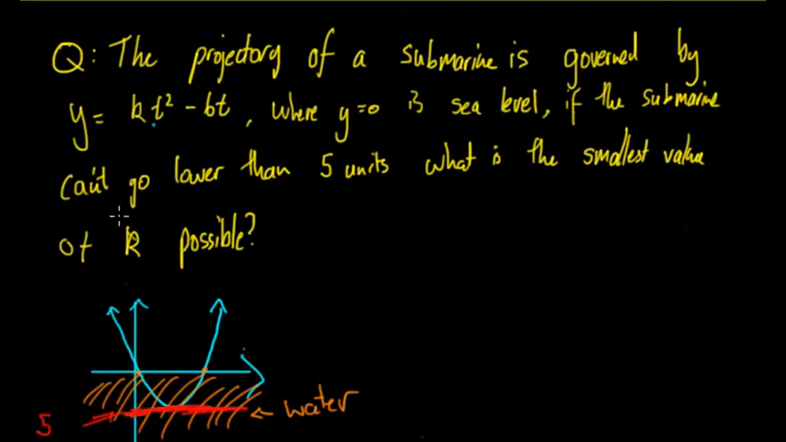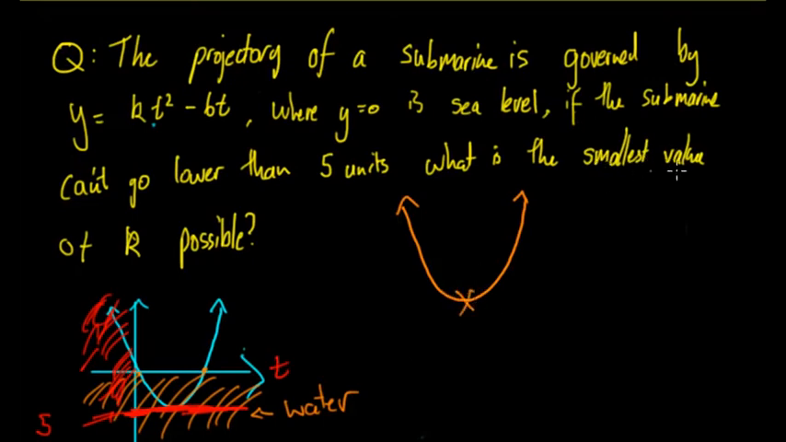A quick thing I will point out, if t was referring to time, then we wouldn't have to worry about any of this area, as that is when t is less than 0, which does not occur. But it can't go lower than 5. So what we're trying to find is that we have this equation, and it's asking, what is the smallest value of k?